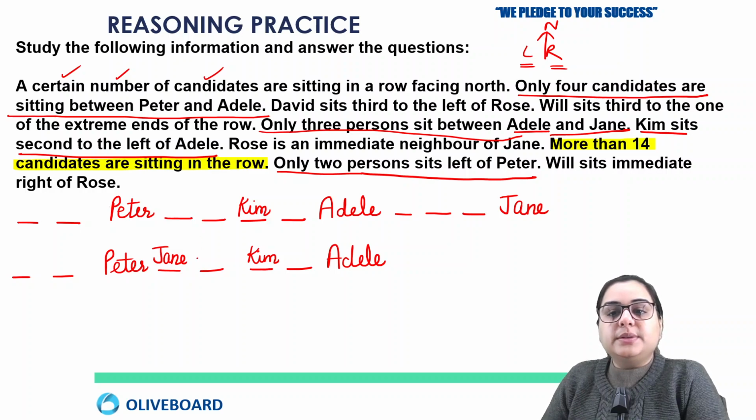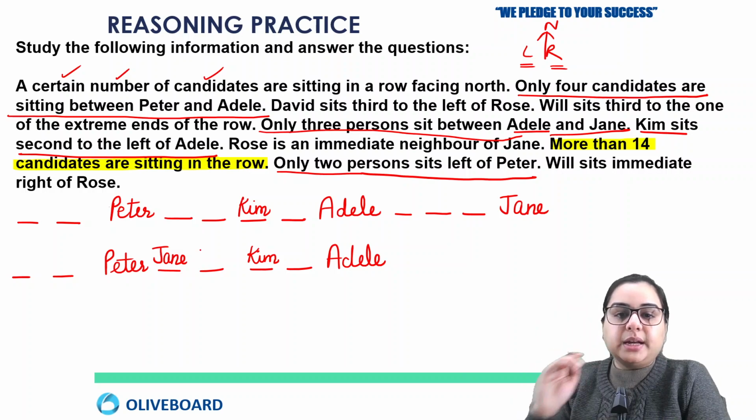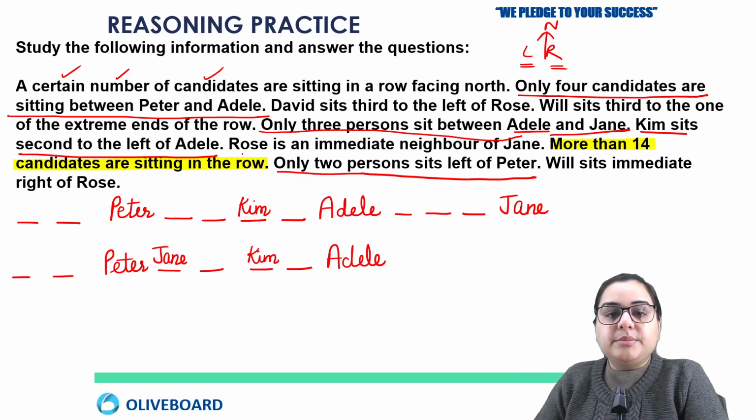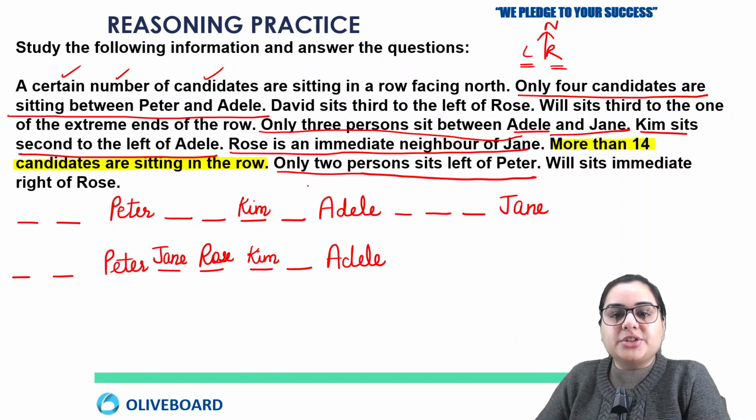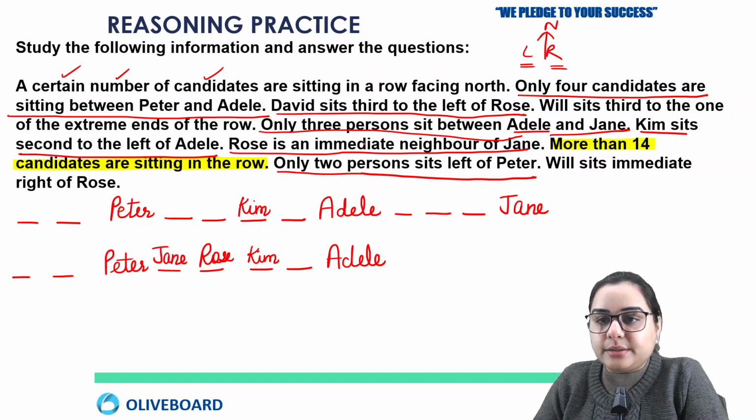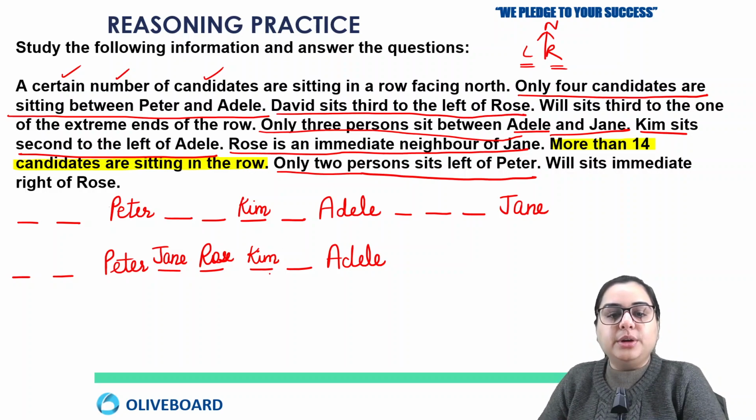Okay, so here he says that Rose is an immediate neighbor of Jane. One information that you have. So here I am going to write Rose. Okay. So any other information? David sits third to the left of Rose. Okay, I'll see that later on. But here we are also going to start to solve the first case, the first arrangement that's above the second one.